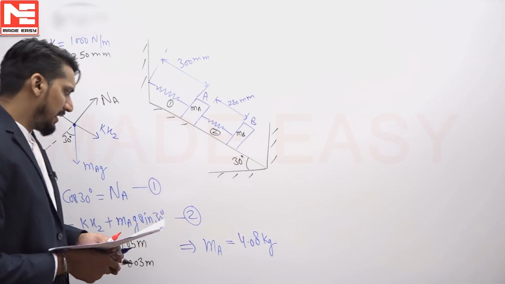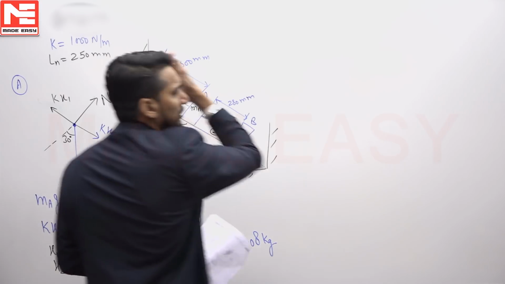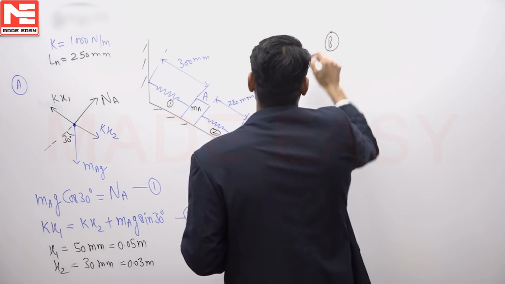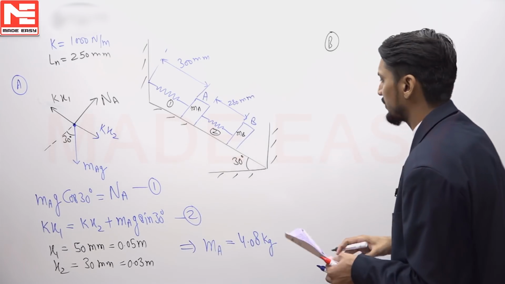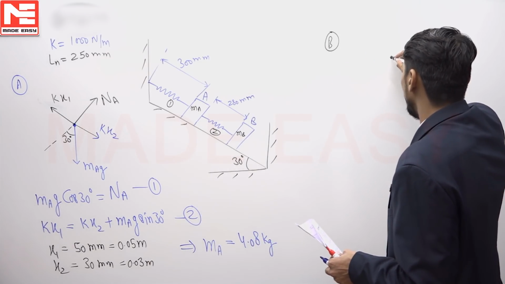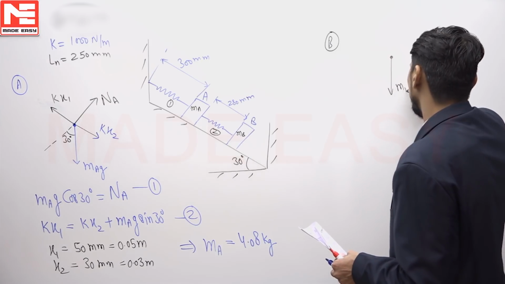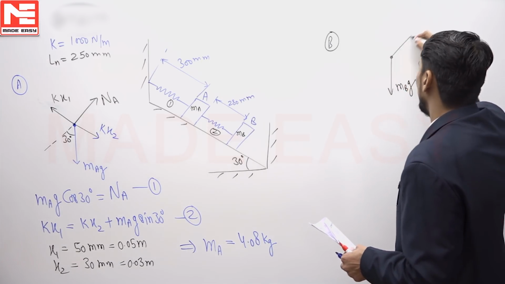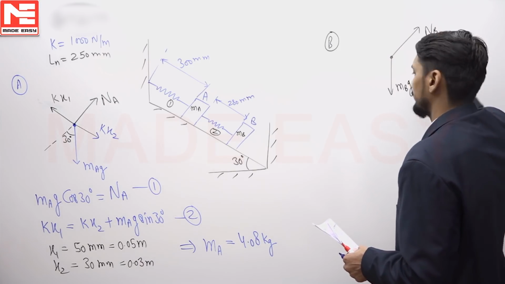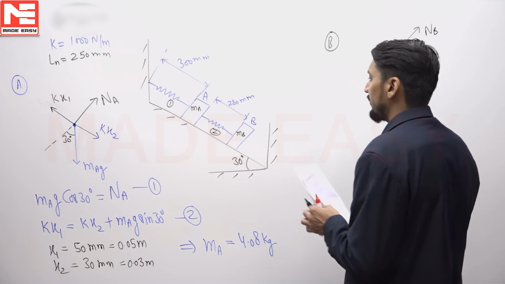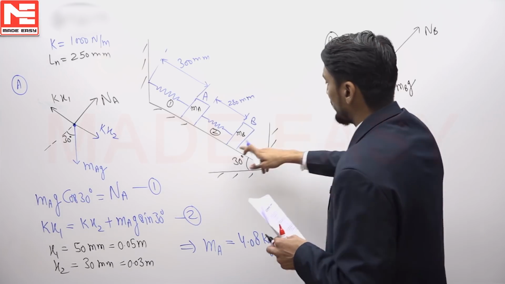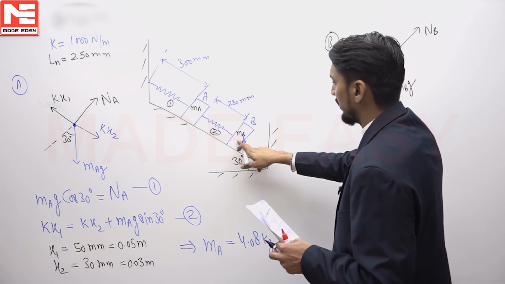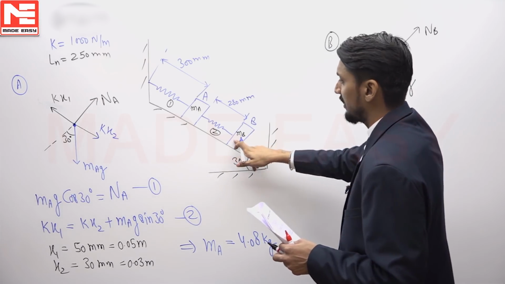Okay, now let me do this for B also. I am going to draw the free body diagram of B also. Again there is going to be one force mBg in the vertically downward direction, one normal reaction, and apart from this, there is normal reaction exerted by the incline, gravity force offered by earth, and this is one spring.